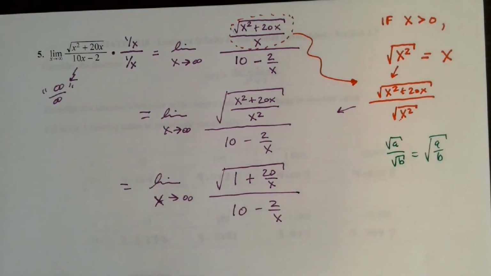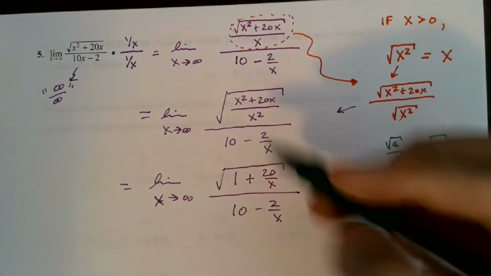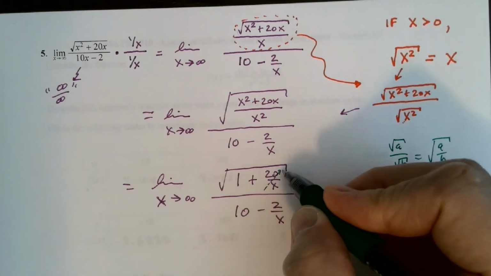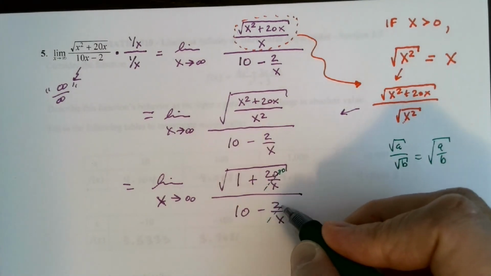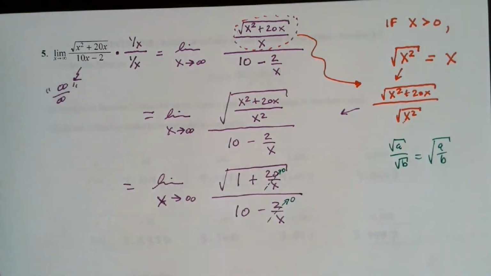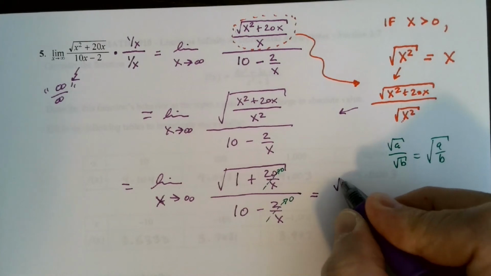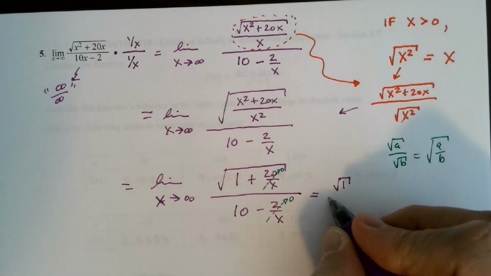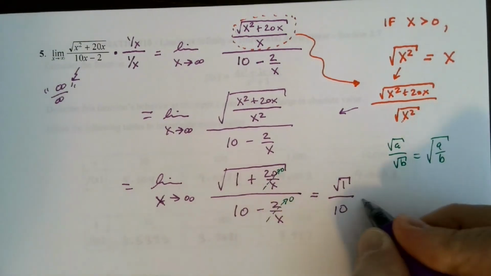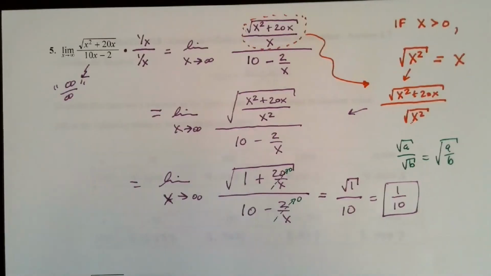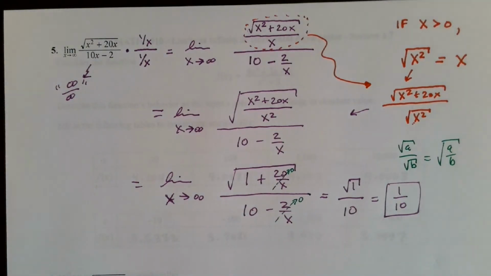Okay, so all I've done is algebraic manipulations, simplifications, but now I think you'll notice something. As x goes to infinity, 20 divided by x is going to what? This term right here is going to 0. 2 divided by x is going to what? 0. And so our limit is indeed approaching what? The square root of 1, 1 plus 0 is 1, over 10 minus 0, 10, which of course is 1/10. And there's our limit as x goes to infinity.